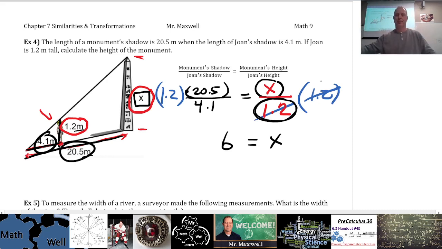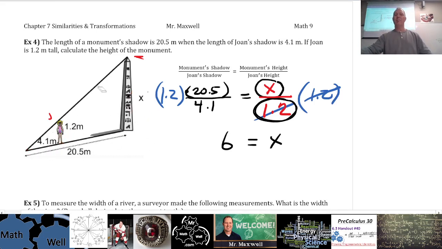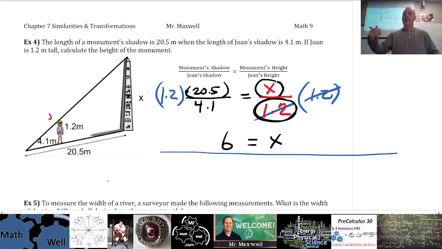Awesome. Yes? Would it be possible to put Joan's shadow and Joan's height on the top? All right. Very good question. That's the second method of doing this that I was going to share with you, so I am going to do that now. The question, if you didn't hear it at the back, was: is it possible to put all of Joan's information as a ratio on one side and all of the monument's information as a ratio on the other? And the answer is absolutely, yes. To tell you the truth, when I look at a question like this, that's the method I gravitate to. So I'm going to do that as well. You can write this down if you want. You do not have to, but I will show you the other method down here.